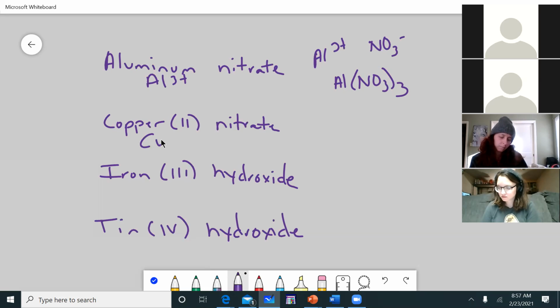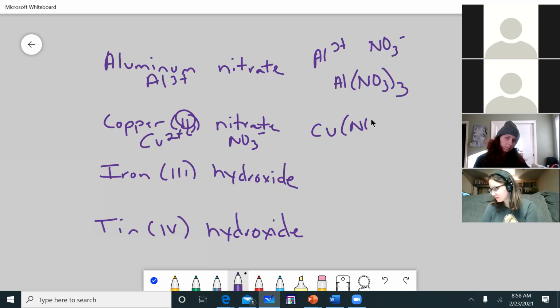Copper 2 nitrate, copper in this case has a 2 plus charge. That is telling me the charge, not the number of coppers. Nitrate is NO3 minus, flip-flop. I should have 1 copper for every 2 nitrates. So I put the 2 again on the outside of the parenthesis.